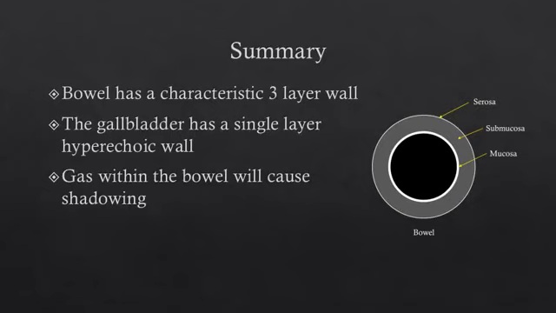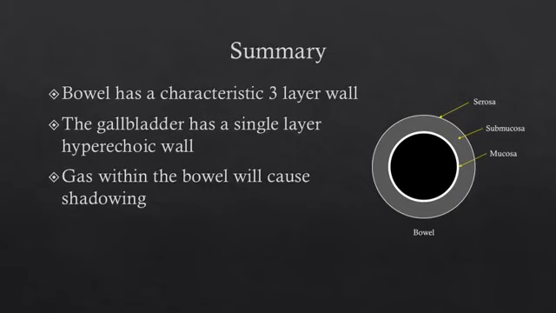In summary, bowel has a characteristic three-layer wall on ultrasound. The outer wall, or the serosa, is hyperechoic. The middle layer, the submucosa, is hypoechoic, and the inner layer, the mucosa, is hyperechoic. The gallbladder, unlike the bowel, has a single-layer hyperechoic wall, helping you distinguish bowel from gallbladder.